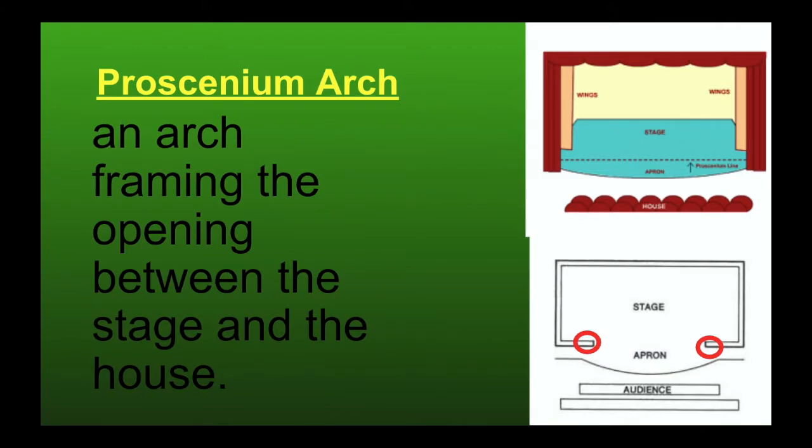Then we have the proscenium arch, which I sort of discussed earlier. This is an arch framing the opening between the stage and the house where the audience sits. As you can see in the two red circles, the arch starts in one area and it goes up and around. When you look at it from the audience, it can be done with architecture, or in the case of the picture, we have the red curtain to make our proscenium arch.